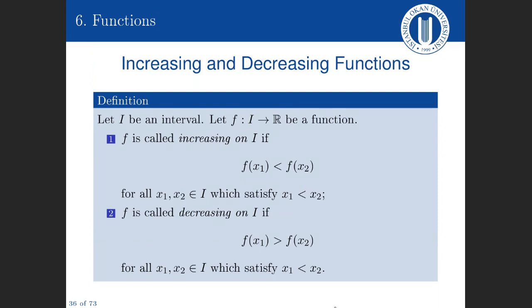Increasing and decreasing functions. Let I be some interval, finite or infinite. F is called increasing on the interval if the function's going up. F is called decreasing if the function is going down. In other words, it's increasing if whenever x2 is a bigger number than x1, f of x2 must also be a bigger number than f of x1. And for decreasing, we just change the first less than to greater than.